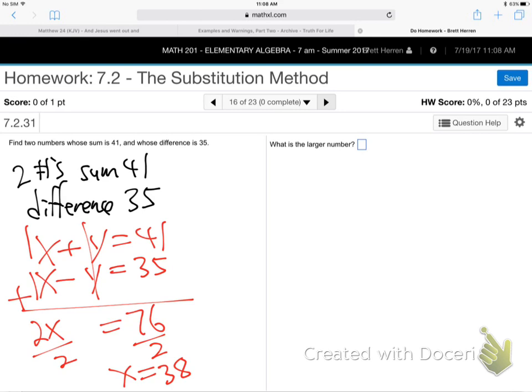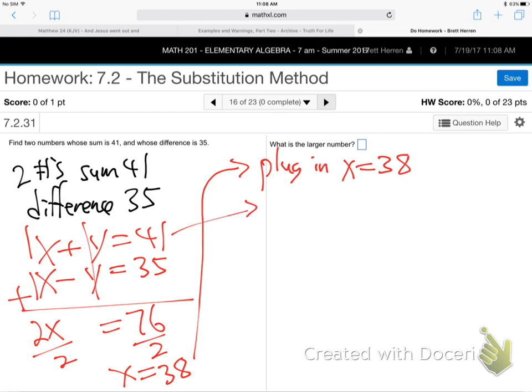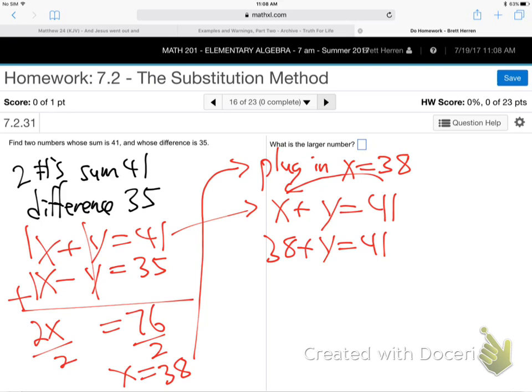So we've got x. Bring it up here. Now you got to get y. So plug it in. Plug in x is 38. Grab the first equation. X plus y is 41. Pop in the 38. 38 plus y is 41. And then y is 3.